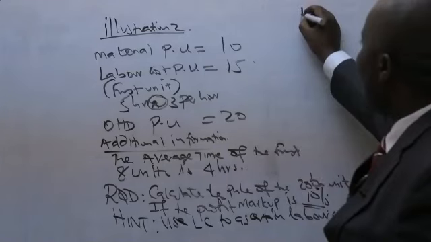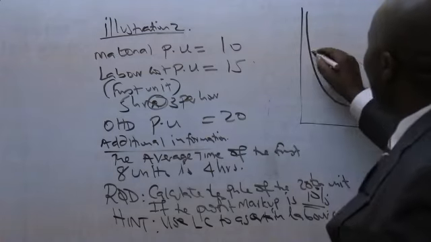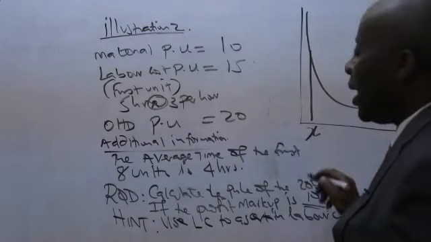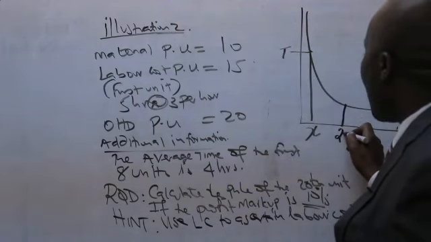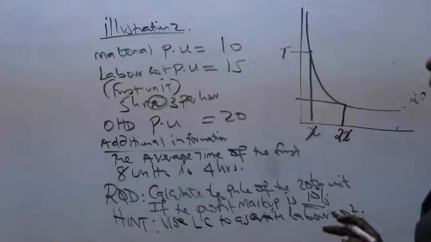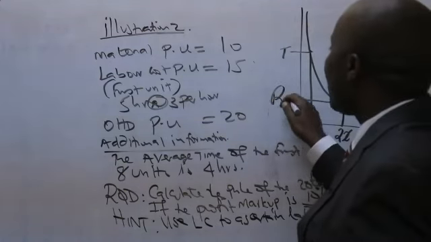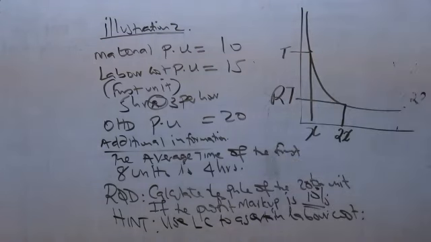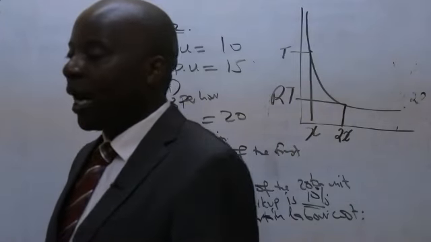If this is your learning curve, and you happen to have some quantity, say x, whose average time is t, if you double your production quantity from x to 2x, there is a time relationship: your time will reduce from t to RT.